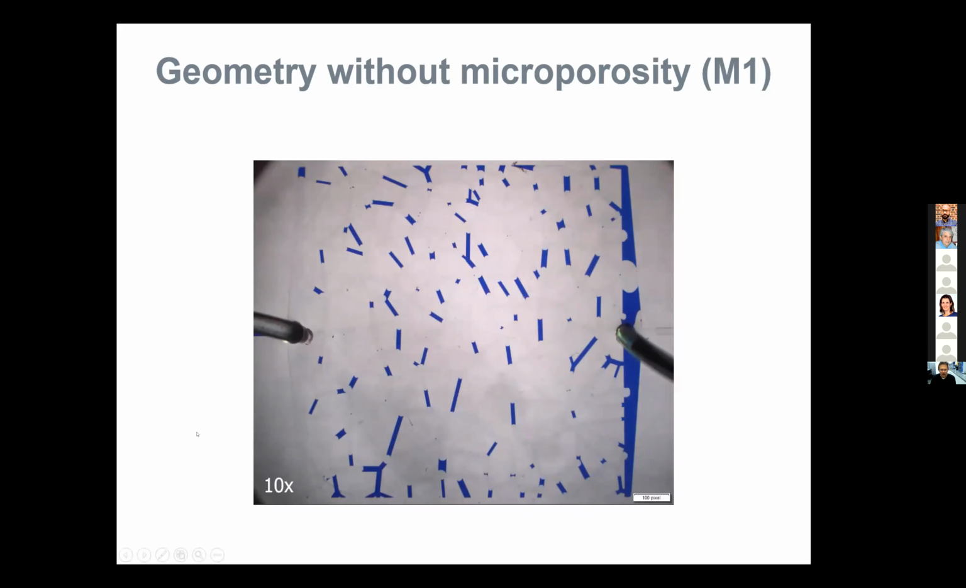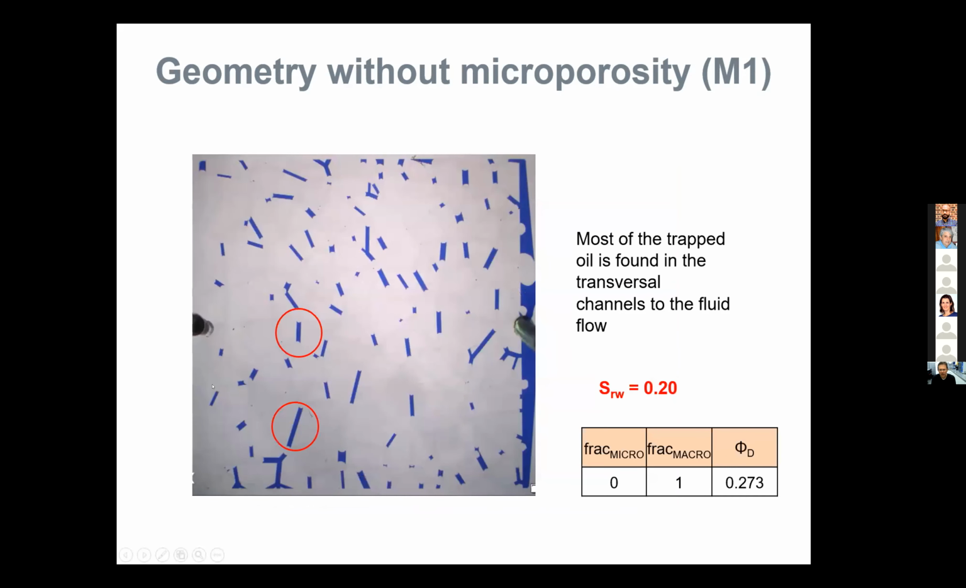So as you can see, the interface is stable. There is no well-defined preferential fluid flow in this case. Most of the trapped oil is found in the transversal channels to the direction of the fluid flow, as you can see here. The residual saturation in this case is around 10%.